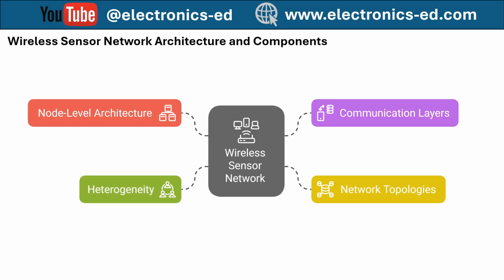Sensor network architecture. Wireless sensor network architectures are hierarchical and optimized for energy efficiency, scalability, and data reliability. There are 4 different sensor network architectures: 1. Node-level architecture. 2. Communication layers. 3. Network topologies. 4. Heterogeneity.